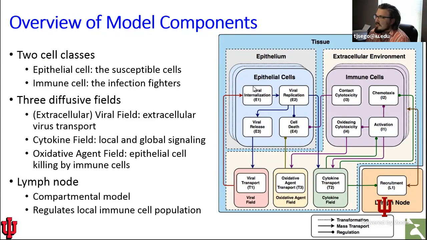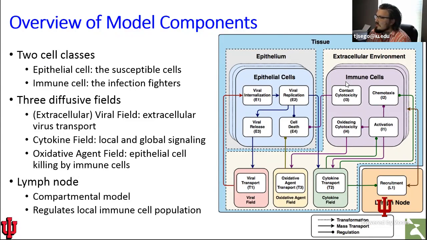So our first cell class is epithelial cells. And the epithelial cells are the cells in simulation that can actually be infected due to the virus in our simulations. These are the cells that experience viral replication inside each individual cell, and then will release virus back into the extracellular space, and can also die either due to viral activities inside the cell or various cytotoxic killing mechanisms by our second cell class, which is a generic immune cell class.